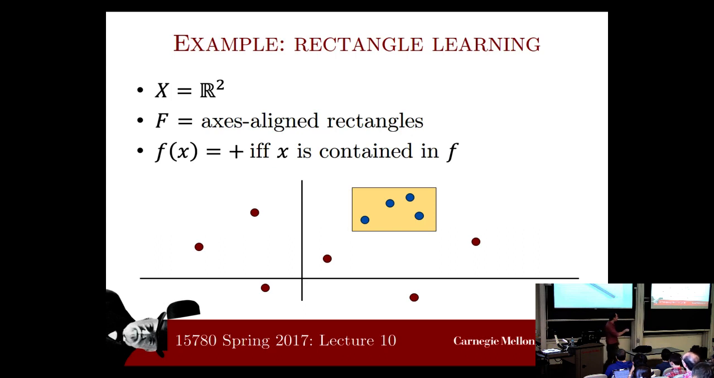So based on a few examples, like here, maybe we don't know what the target is, but we'll get these positive examples, and we'll get these negative examples. And based on that, our goal is to return some rectangle that would have a high level of agreement with this target rectangle.